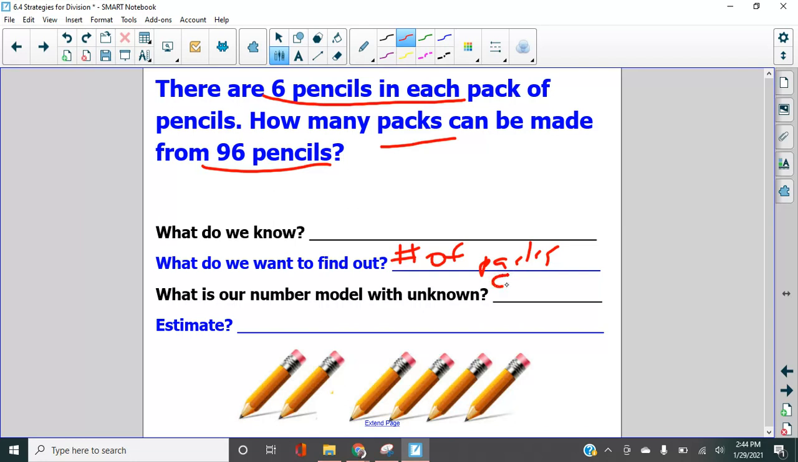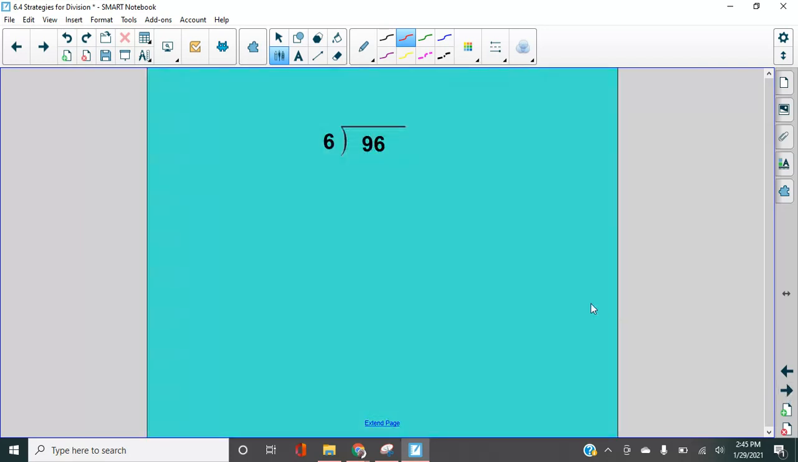Our number model is 96 divided by 6 equals P for packs. And our estimate, well, 10 sixes would be 60 and maybe 15 sixes. 15 times 6 is 90. Oh, that's really close. So I think it's going to be around 15. Use that multiplication to estimate. That's what I do. All right, here we go.